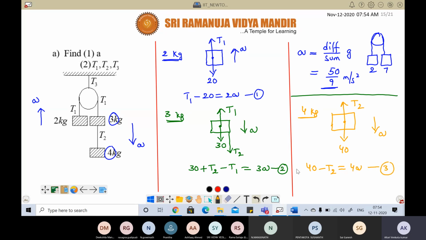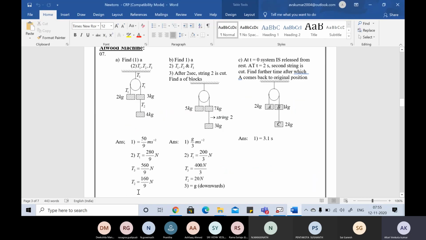So 3 equations, we have 3 unknowns. And if you know the acceleration directly, we can get T2 here. See here, if you substitute acceleration a here, directly we'll get the T2 value. So T2 equal to 40 minus 4 into a, so 50 by 9. Like this, 40 minus 4 fives are 200 divided by 9. 360 minus 200, 160 by 9. T2 will be 160 by 9. Like this you can easily calculate.